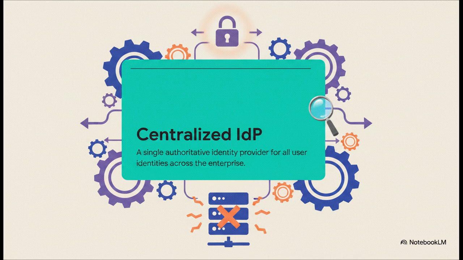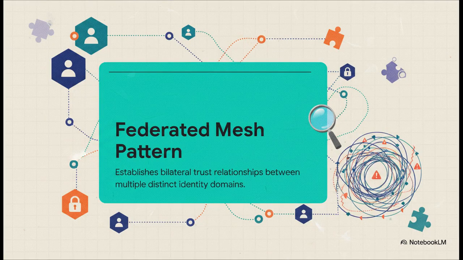It's basically like having only one master key to an entire skyscraper. If your central IDP goes down, everything, and I mean everything, stops. Then we have the federated mesh pattern. Instead of centralizing, you establish trust relationships between multiple distinct identity domains. This pattern is absolutely essential for complex mergers and acquisitions. I mean, consolidating into a single IDP overnight is basically impossible, right?